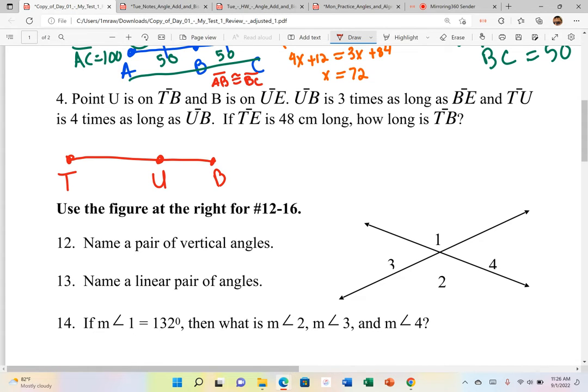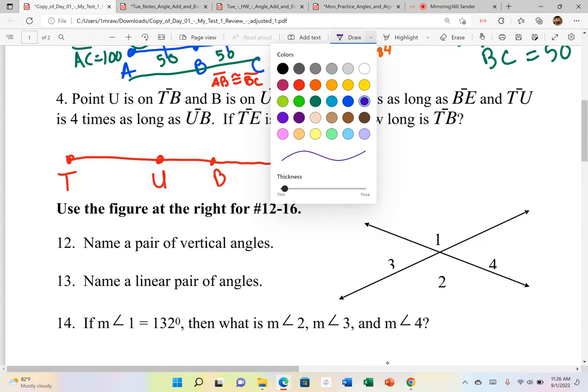Okay, and it says B is on UE. It says that UB is 3 times as long as BE. Okay, again, when we draw this, it's not for accuracy, right? It's just to see representation, right? So it might not look the way that it says it on the problem, and that's okay.